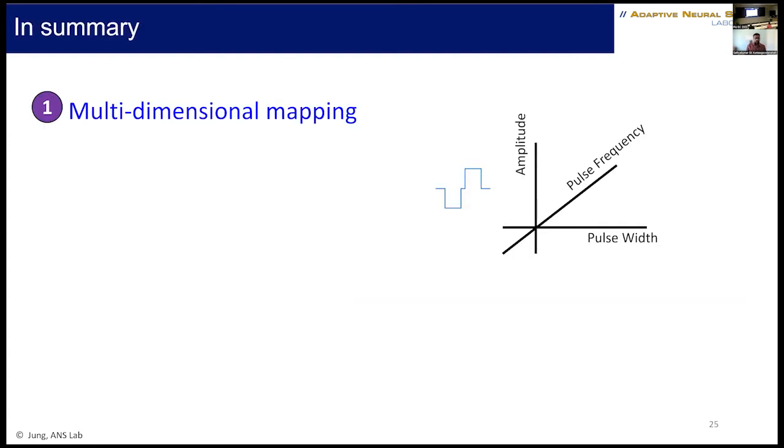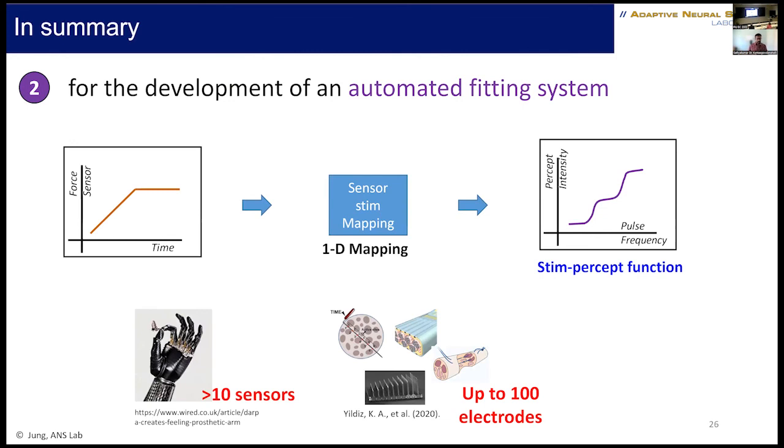So to summarize, what I presented so far is what multidimensional mapping is, what I mean by that, and why it is needed. It's basically modulating the stimulation parameters along multiple dimensions to elicit the desired percept. I've talked a little bit about what a fitting system is and why there is a need to automate it. You have multiple sensors that need to be mapped to multiple parameters and multiple electrodes. Doing this manually is not going to be easy, and there's a need to automate it.